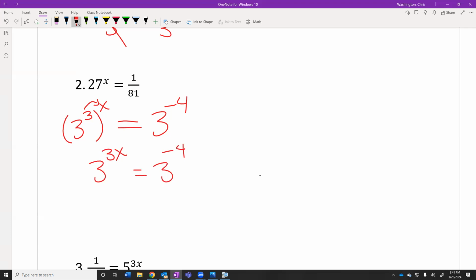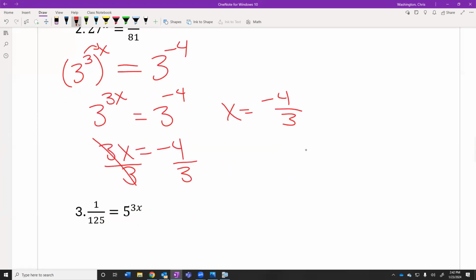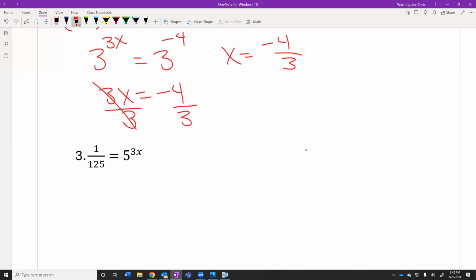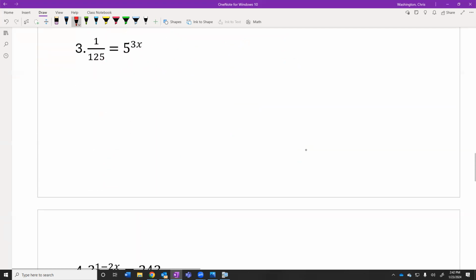The bases are the same. Exponents must be the same. So 3x must equal negative 4. And we can divide by 3 on both sides to get x by itself. Fractions are perfectly okay. Nothing wrong with a fraction. We use mixed numbers if you would like. The answers I give you in the multiple choice problems on the test are probably not going to be mixed numbers, but mixed numbers are okay.